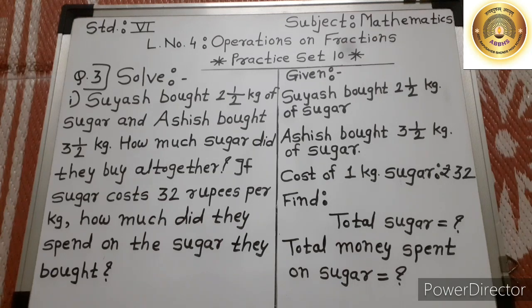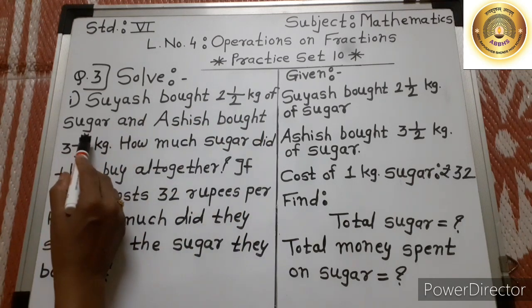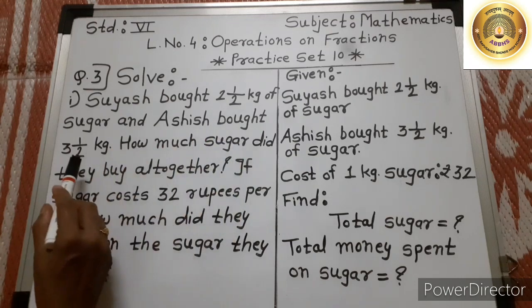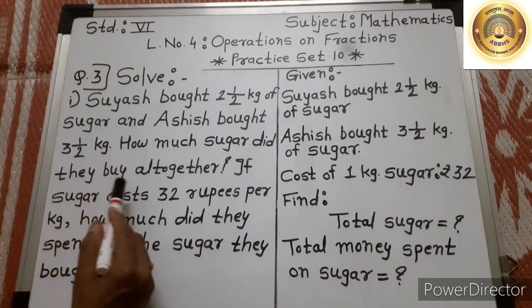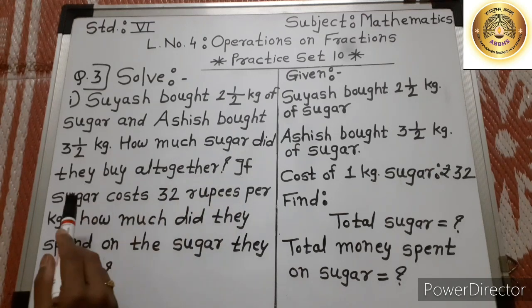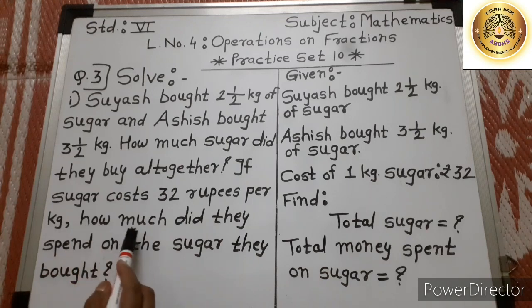Let's move on to question number 3. Solve. This is a word problem. I will read it for you. Suyash bought 2.5 kg of sugar and Ashish bought 3.5 kg. How much sugar did they buy altogether? If sugar costs 32 rupees per kg, how much did they spend on the sugar they bought?